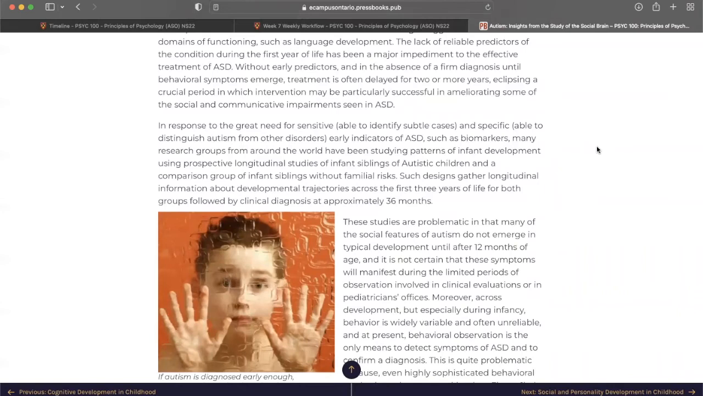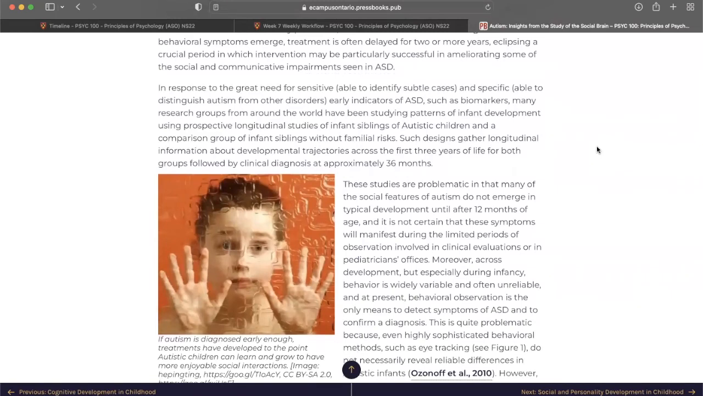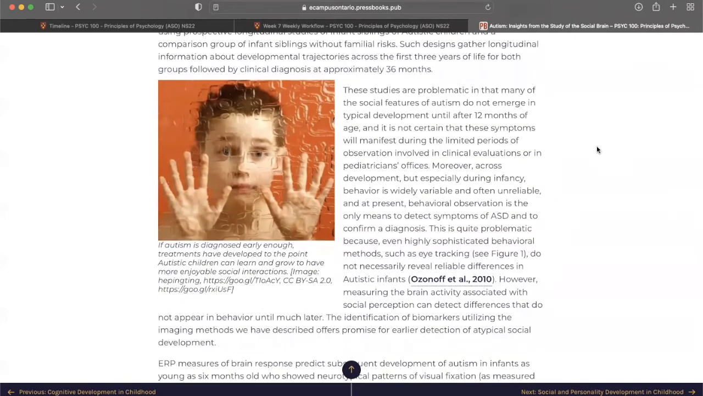of infant development using prospective longitudinal studies of infant siblings of autistic children and a comparison group of infant siblings without familial risks. Such designs gather longitudinal information about developmental trajectories across the first 3 years of life for both groups, followed by clinical diagnosis at approximately 36 months. These studies are problematic in that many of the social features of autism do not emerge in typical development until after 12 months of age, and it is not certain that these symptoms will manifest during the limited periods of observation involved in clinical evaluations or in pediatricians' offices.